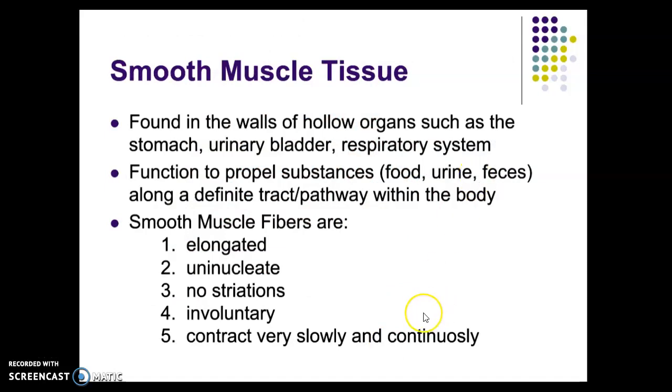All right, smooth muscle. Smooth muscle is found in the walls of hollow organs, like the stomach, the bladder, and the respiratory system. And these cells are elongated. They only have one nucleus. They have no striations. They're involuntary, and they contract very slowly and continuously. I think of them like long-distance runners, like somebody who's running a marathon. They just go slow and steady, slow and steady, slow and steady.